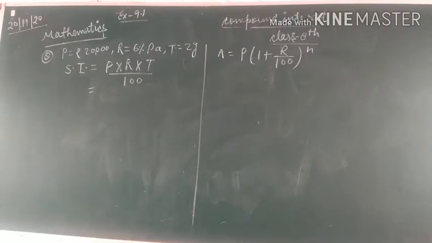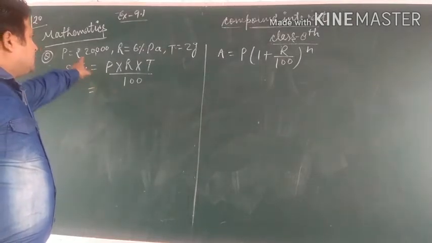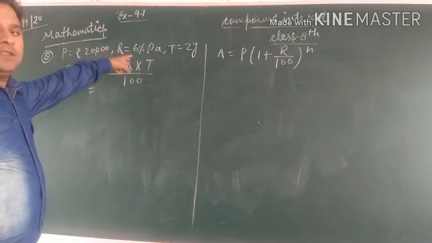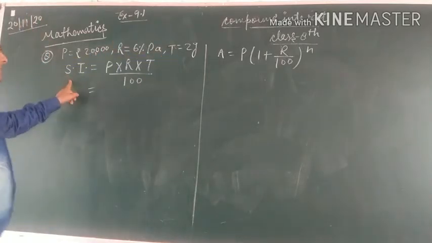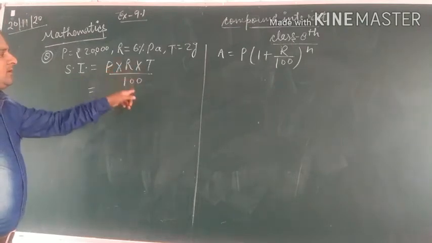Question number 8. Ram Prakash borrowed rupees 20,000 from a bank at 6% per annum as simple interest. So firstly, we shall find out the simple interest. P equal to 20,000, R equal to 6% per annum, and time equal to 2 years. Simple interest is PRT upon 100.